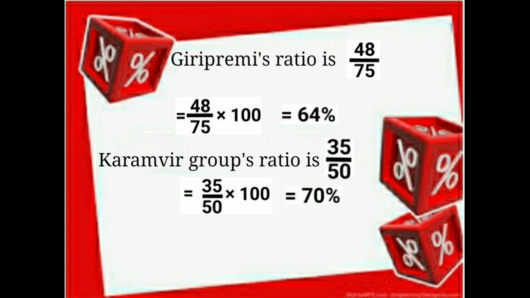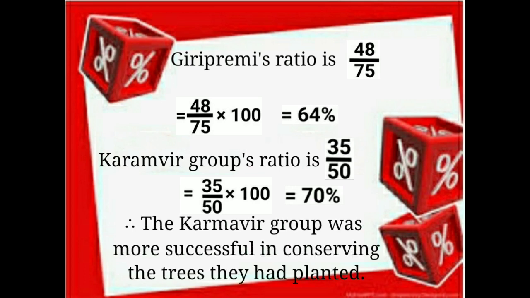Now these are the individual percentages of the trees which survived. But the final question which is asked to us is which group was more successful in conserving the trees they had planted. So here clearly the more successful group is the Karamveer group, because out of the total trees they had planted, 70% survived as opposed to the 64% by the Giri Premi group. Let's see the second example now.